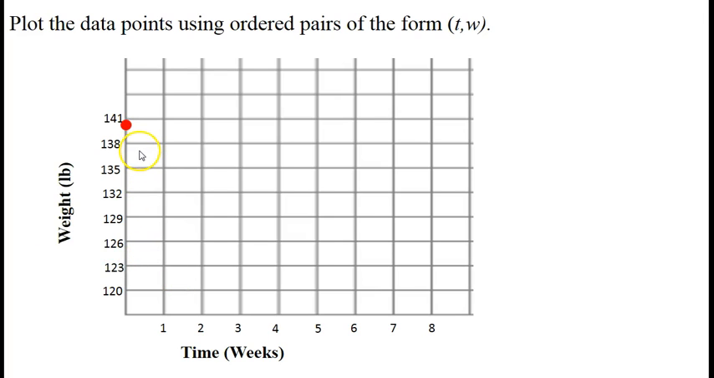And then the second one is going to be (1, 136). My third one, (2, 133). And then (3, 131), (4, 130), (5, 127), (6, 127), (7, 130), and (8, 126). I want you guys to plot these points and make your graph as well. As you can see, I went up by 3s on my y-axis, and I went by 1s for weeks on my x-axis. And make sure that you label each of your axes.